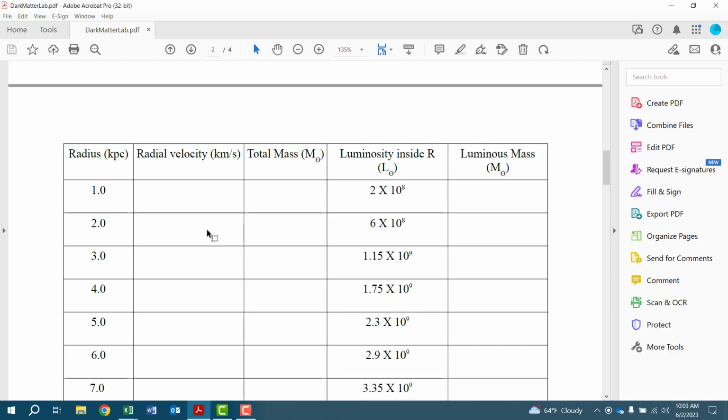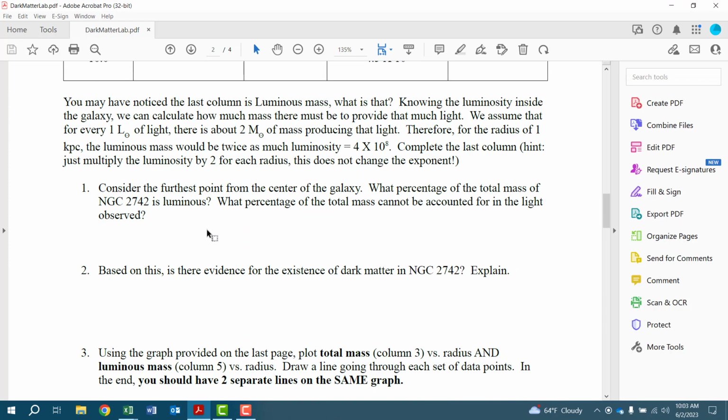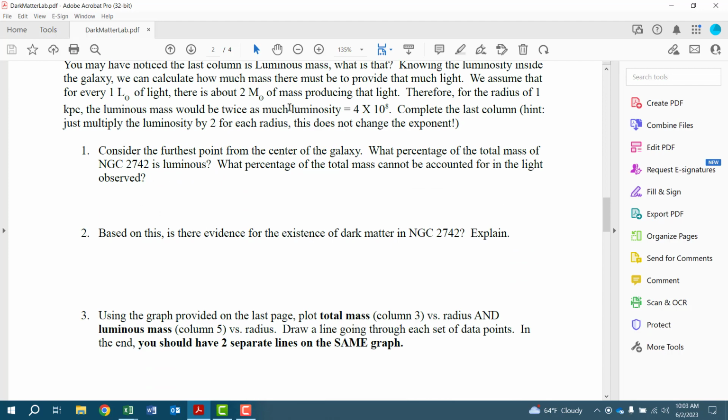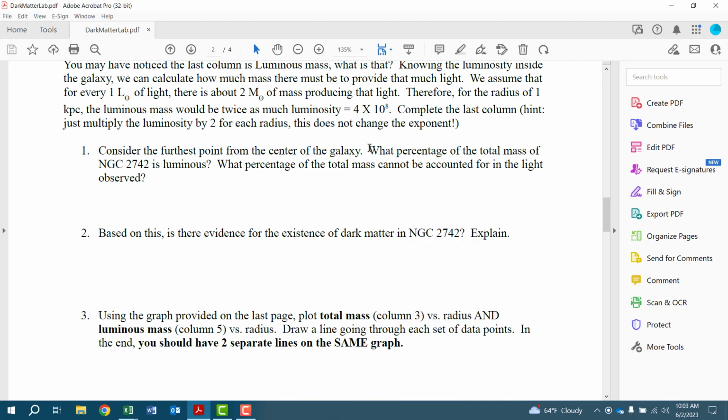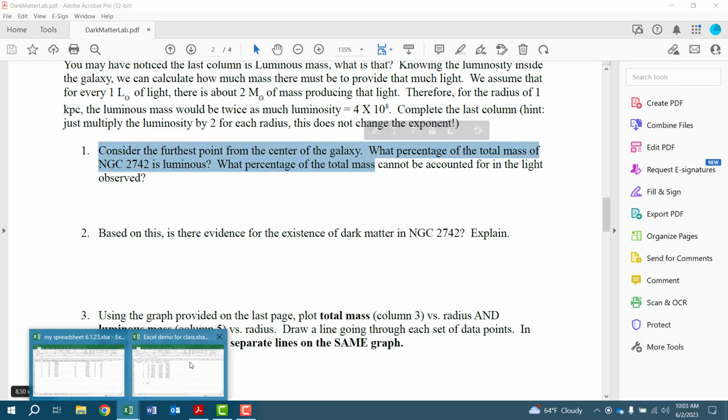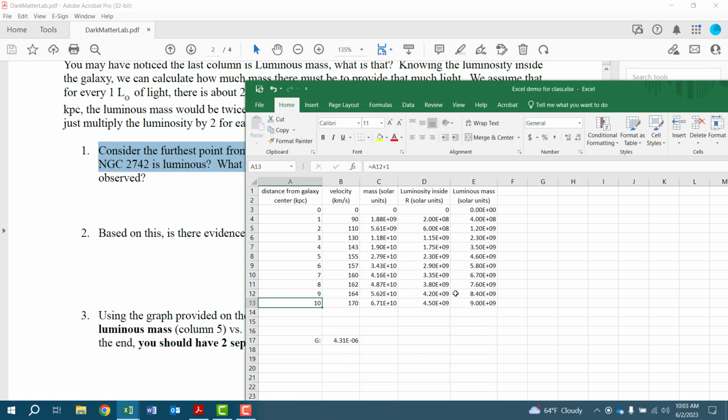All right, what's next here? I think now they're going to ask us to graph, but first they say, what percentage of the total mass is luminous? So we're supposed to look at the furthest point from the center of the galaxy. I go back to my data here. That would be out at 10 kiloparsecs. And it looks like we can see within that radius, and that radius is far enough out, I guess, that would encompass the whole galaxy, or close to it. We can see 9 billion suns worth of mass, but there's even more mass there.